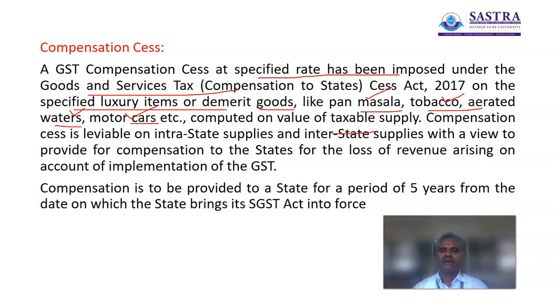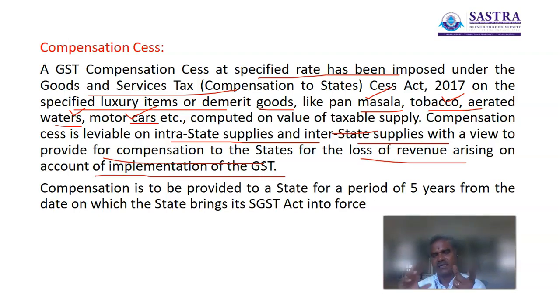Okay. Compensation cess is available on intrastate supplies and interstate supplies, with the value of providing compensation to the states for loss of revenues arising on account of implementation of GST. This is shared. The compensation cess will be charged by both state and central government. This amount will help them adjust for loss of revenues arising on account of implementation of GST.